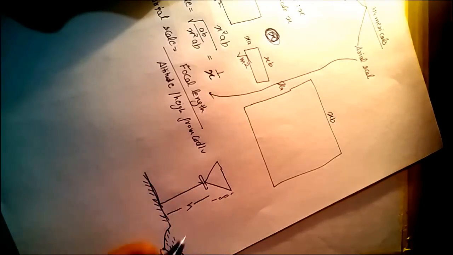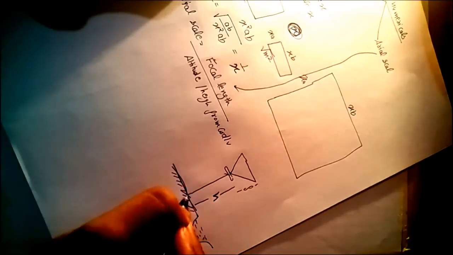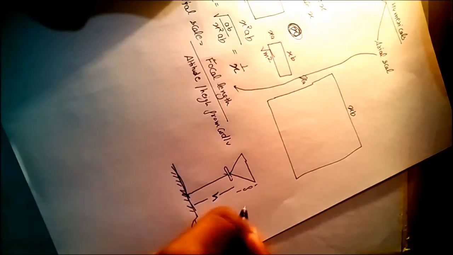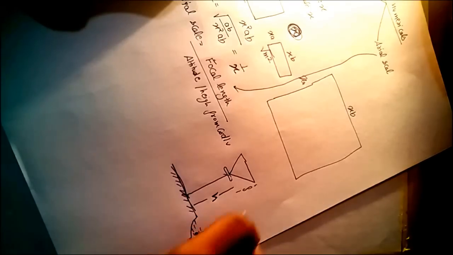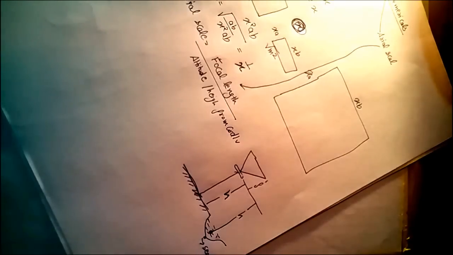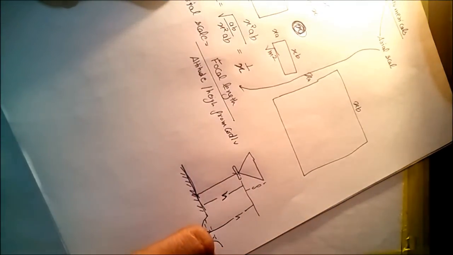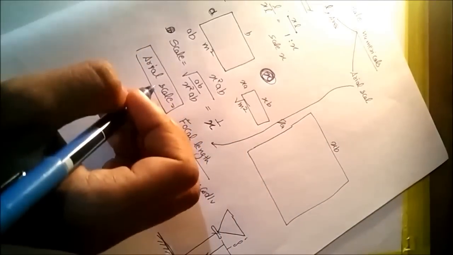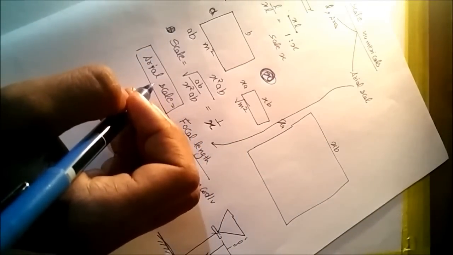Sometimes confusing questions also come, and they will ask for the point here, and we have to take the height from here. Okay, this is the aerial scale, this is the scale. We can take a question from 2015, question number 55.